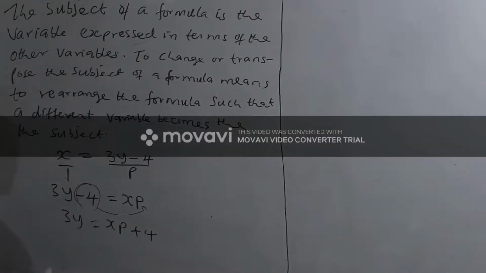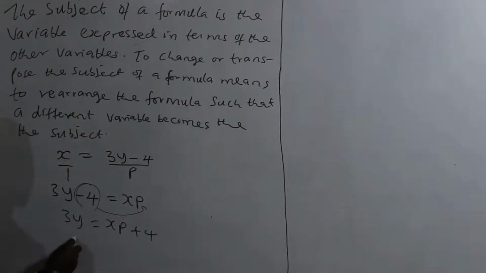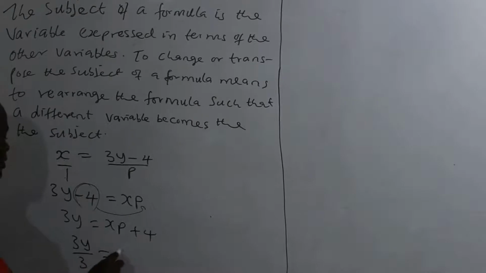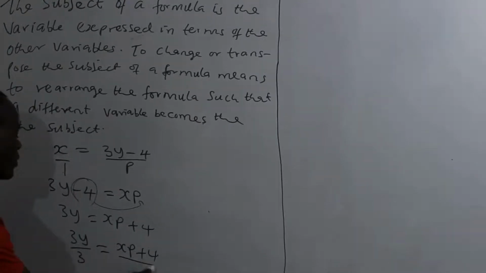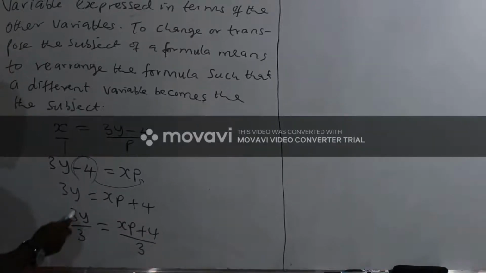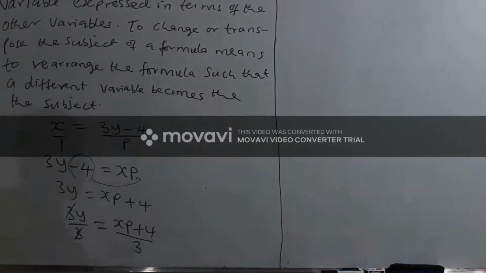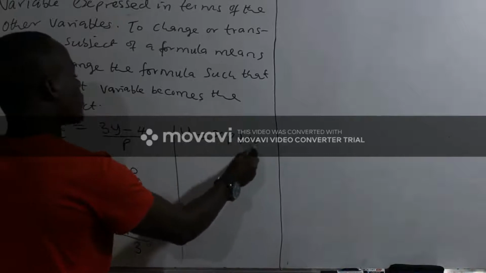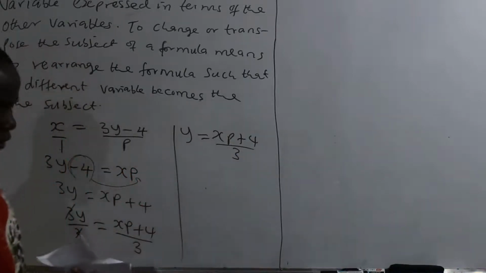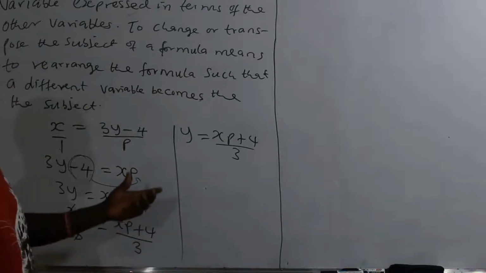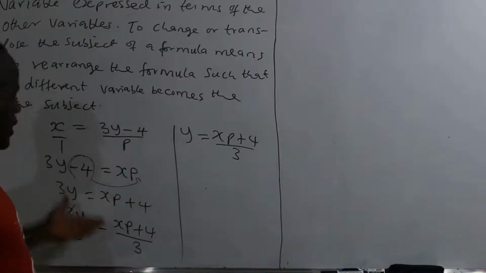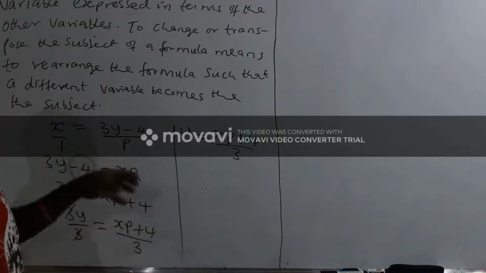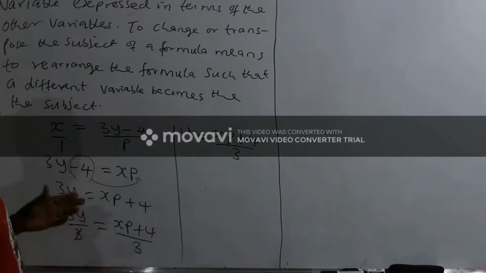And then we can now see that y is being multiplied by 3. So we have to what? Divide both sides by the coefficient of y, which is 3. And that means I will have 3y divided by 3 is equal to xp plus 4 divided by 3. And this 3 will cancel this 3. And then we are now going to have y equals xp plus 4 all over 3. And we have just finished changing the subject to another variable y. Of course, it's a very simple and straightforward thing. So that is what we shall be doing in this very topic.